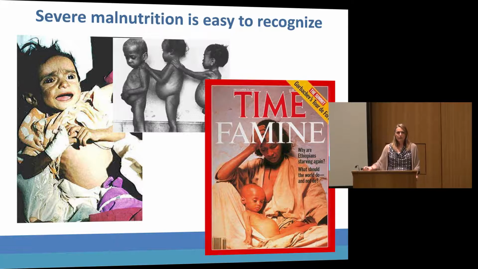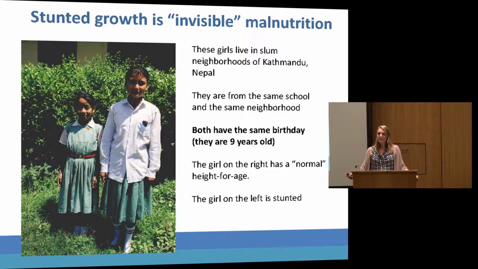About 10% of the world's children have severe malnutrition, and even if they experience therapeutic care, they experience long-term deficits as a consequence of severe malnutrition. There's another kind of malnutrition which is called stunting, which is considered to be invisible malnutrition. These two girls were part of my doctoral work. They live in slum neighborhoods in Kathmandu. They're matched for school and for neighborhood, and they have the same birthday.